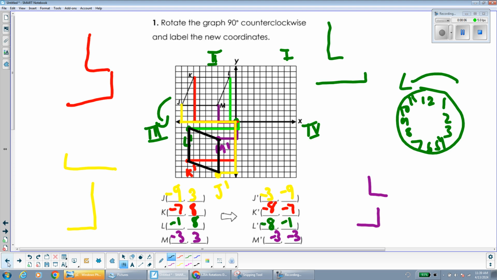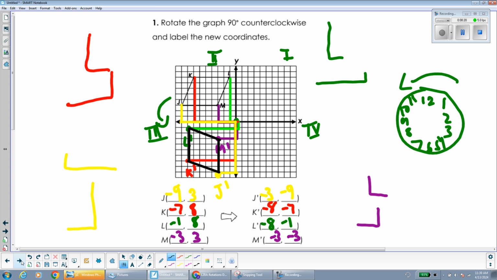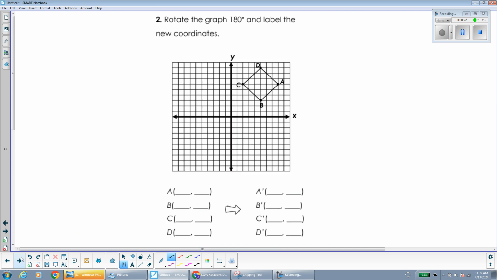But if we look back over here on the smiley face, if we rotate it 180 degrees counterclockwise and 180 degrees clockwise, it's the same thing. So a 180 degree rotation is the same in either direction. So it doesn't matter the direction for 180 degrees. And when it doesn't specify, once again, our center of rotation is the origin. So I'm going to just dot that point. I'm going to do the same process that we did before.